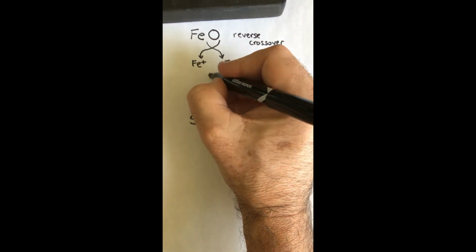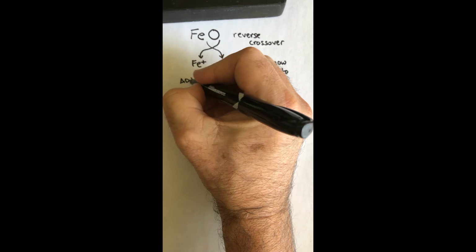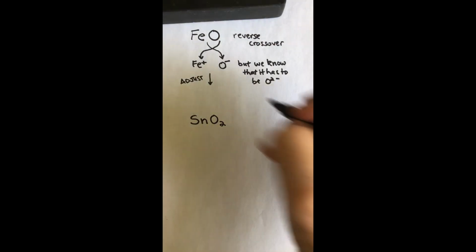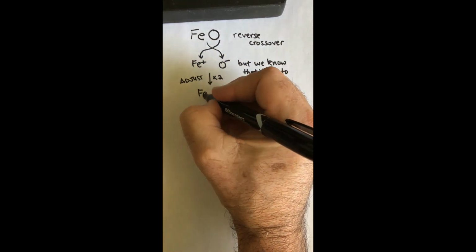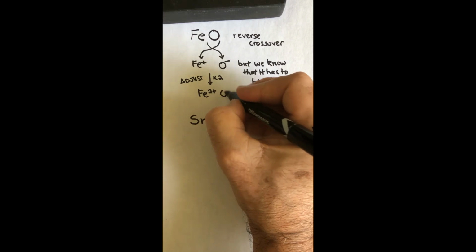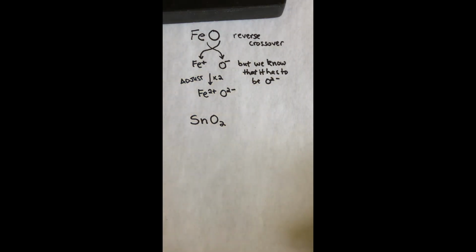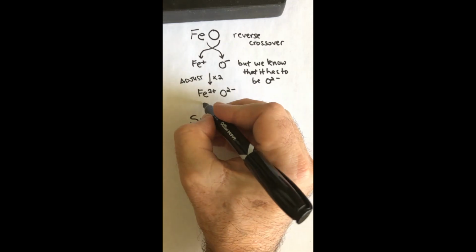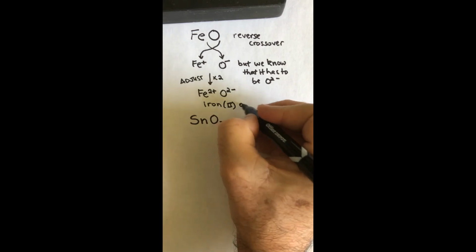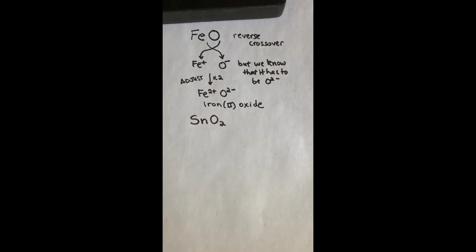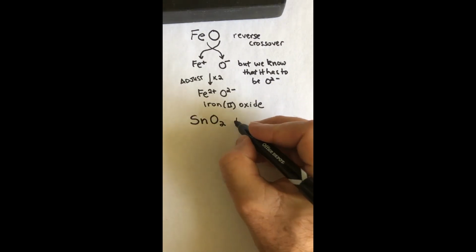So what we have to do is adjust this reverse crossover by multiplying both of them by 2, which leaves me then with iron 2+ and the correct charge on the oxide ion, which means therefore that now this compound would be iron(II) oxide. So that is one way that you can do it. Other students prefer a different method that a former colleague of mine called the tic-tac-toe method.